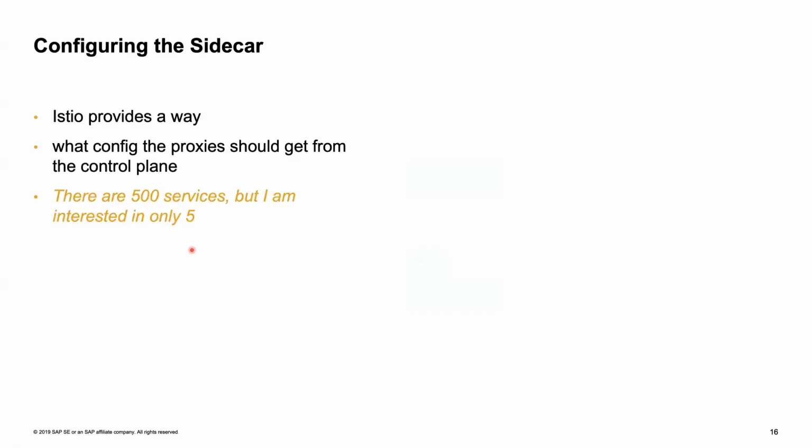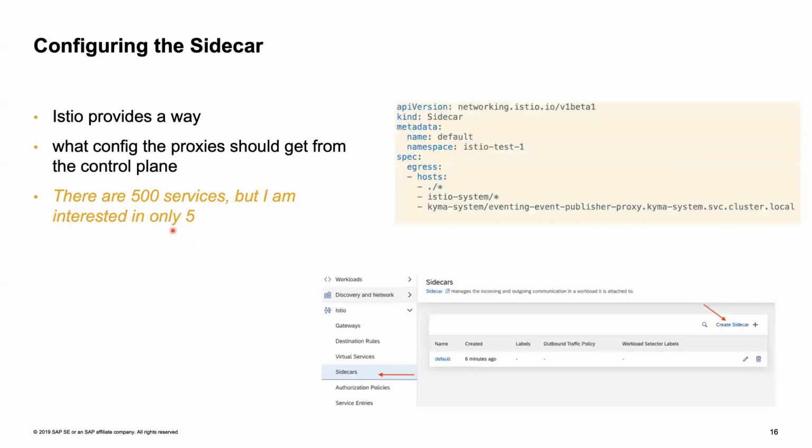For that, Istio provides a way. There is a concept of a sidecar object where you can declare your intention about what kind of exposure or what kind of egress traffic you require from your workloads or services. It's a way of saying, okay, I know that there are 500 or 1000 services in my Kyma cluster, but I am only interested in 5 services. I want to work with those 5 microservices, so I just need to know about those 5 of them. This comes with something called a sidecar object.